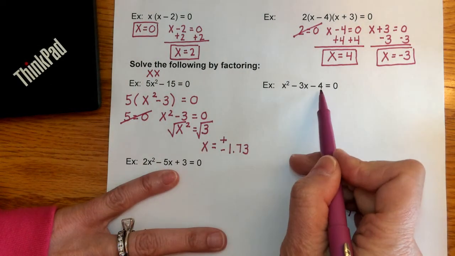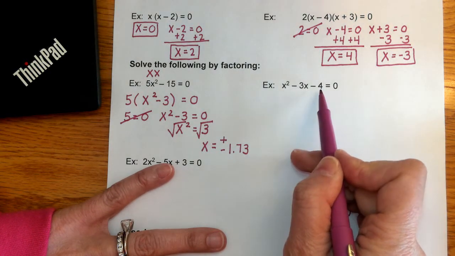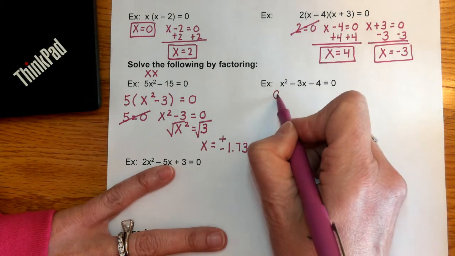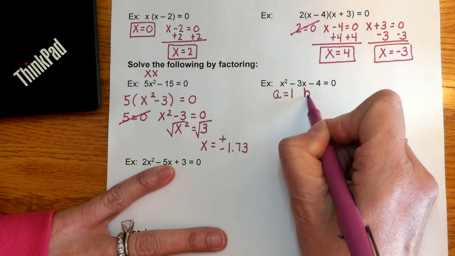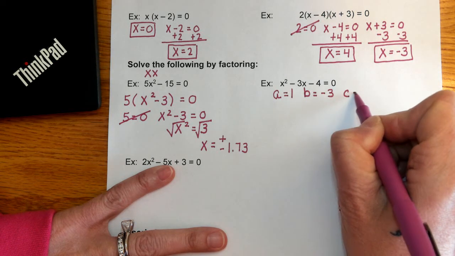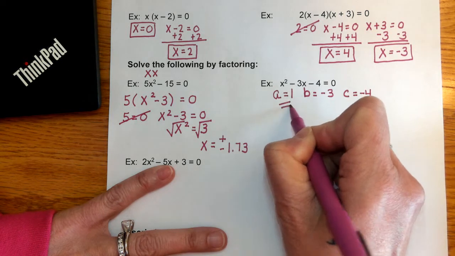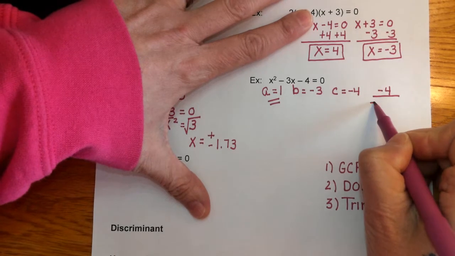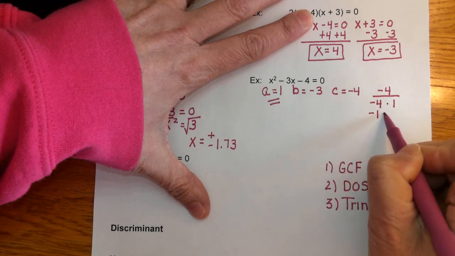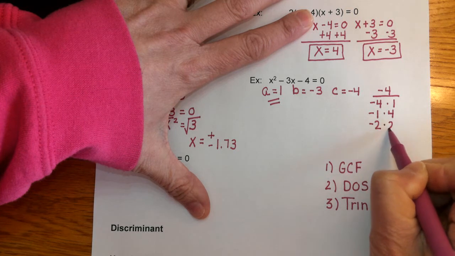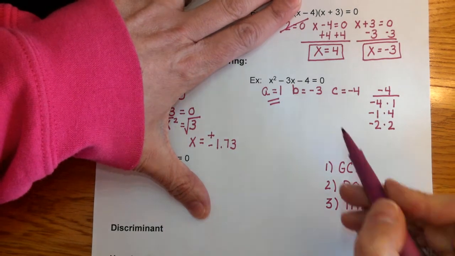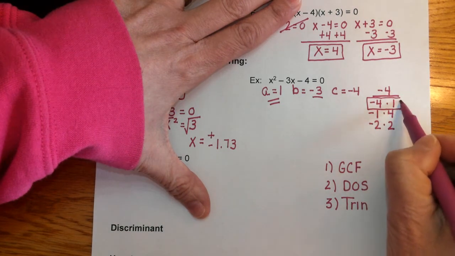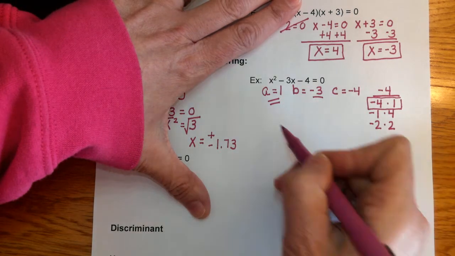I do not have a greatest common factor. It's 3 terms, so that would mean it's a trinomial, and a equals 1. When we do trinomials, we always list out what a, b, and c are. When a is 1, this is the quicker method. You look at your factors of negative 4. So negative 4 times 1, negative 1 times 4, and negative 2 times 2. We are looking for the factors that would add up to negative 3. And it would be these right here, because negative 4 plus 1 is negative 3.